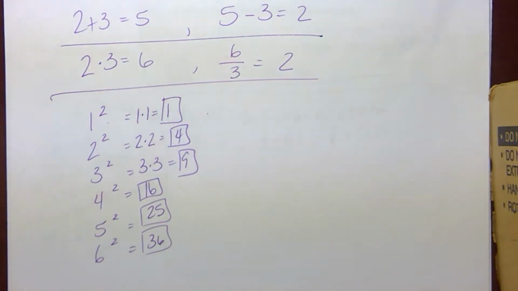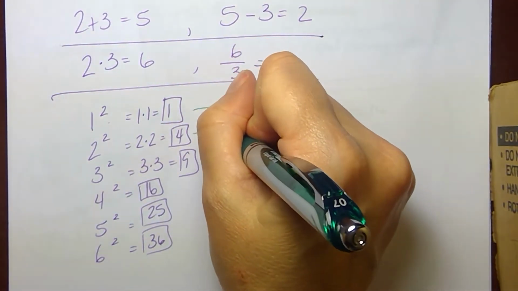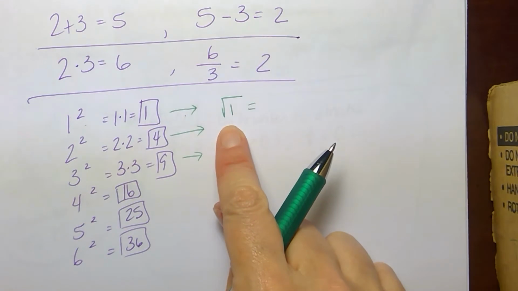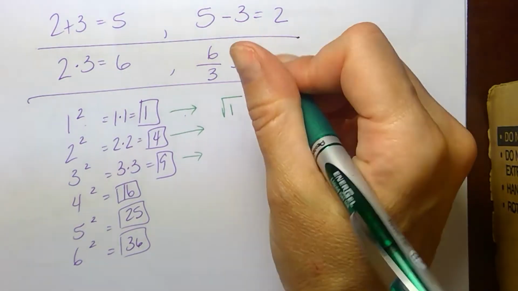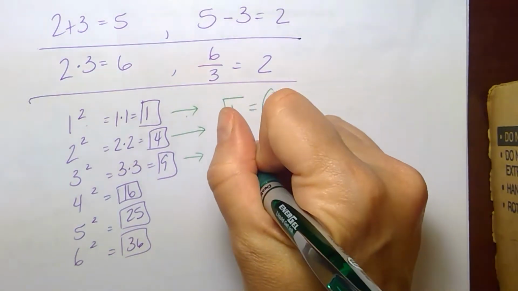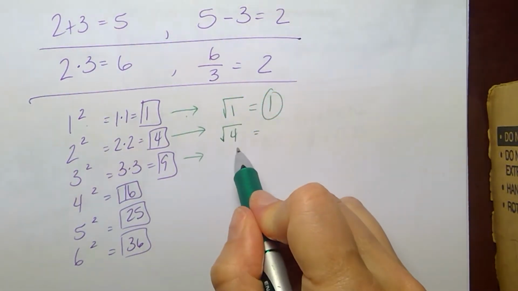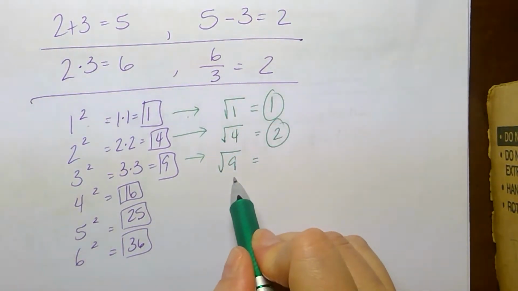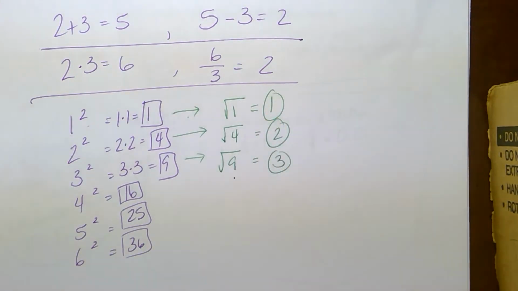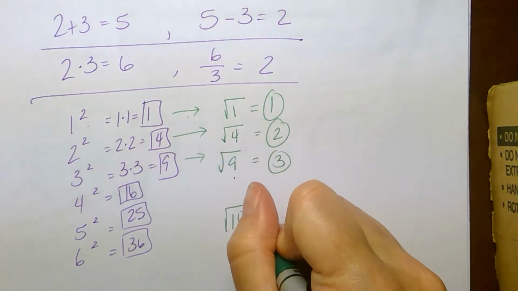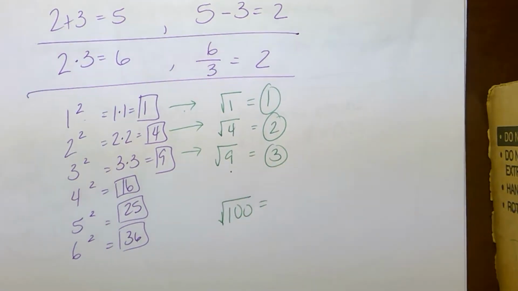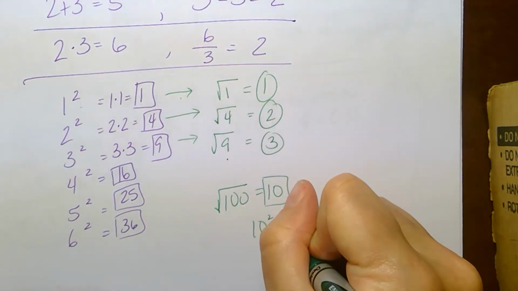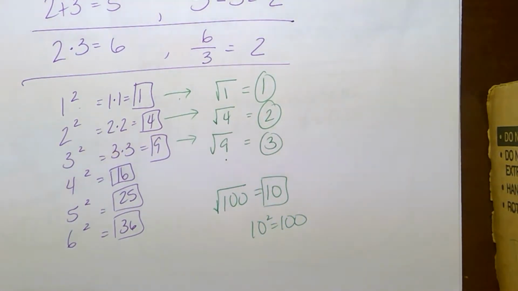If I undo that act of squaring by taking the square root of these perfect squares, for example, if I ask for the square root of 1, I'm saying what number times itself gives me 1? Well, that's 1. Square root of 4, what number times itself gives me 4? Well, 2. Square root of 9, what number times itself gives me 9? That would be 3. If I skip on down, what about the square root of 100? What number times itself gives me 100? Well, that is 10. 10 times 10, or 10 squared, is 100, so the square root of 100 is 10.